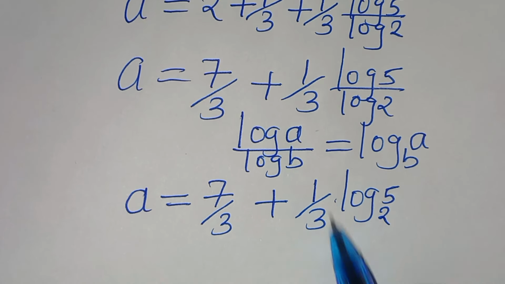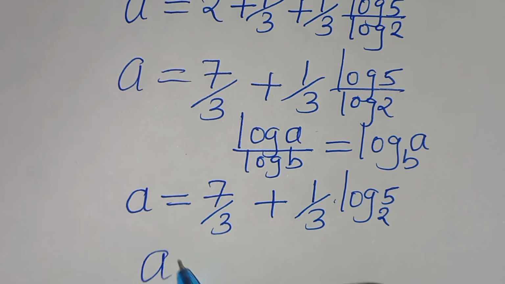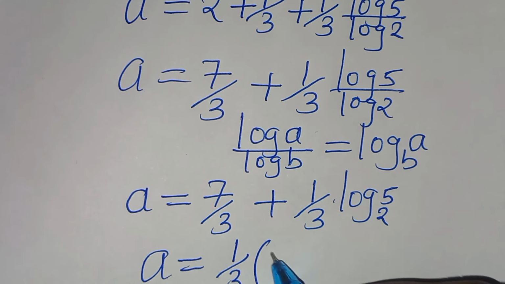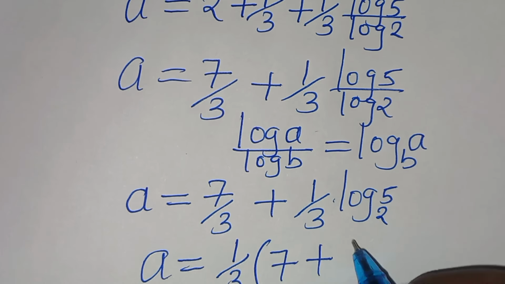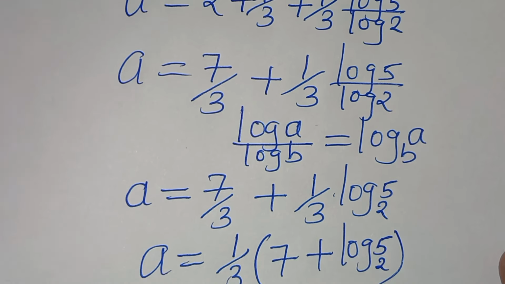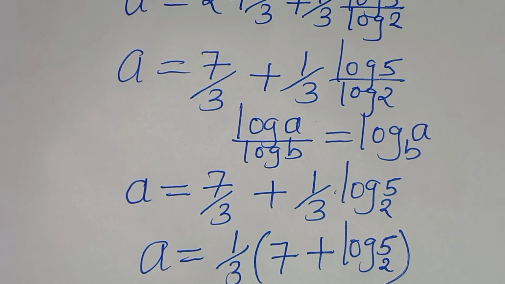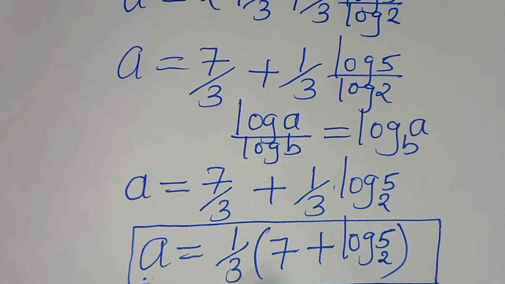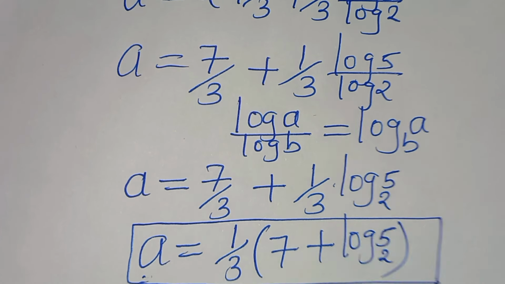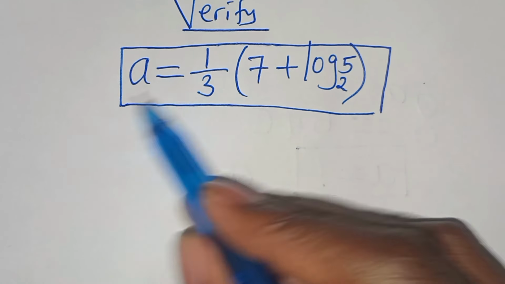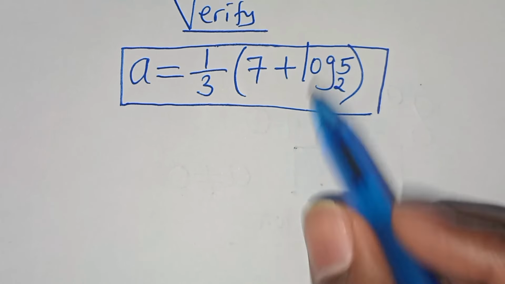Now, since a third is common here, we can factor out 1 over 3, so that in the parentheses we have 7 plus log 5 to base 2. Now, this is the value of A. The next step is to verify that this value of A satisfies the equation. Now, let's verify that the value of A satisfies the equation.